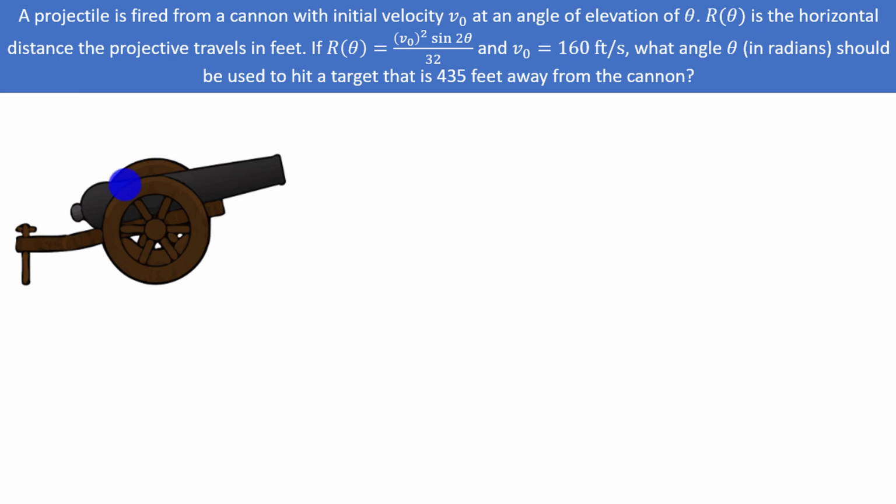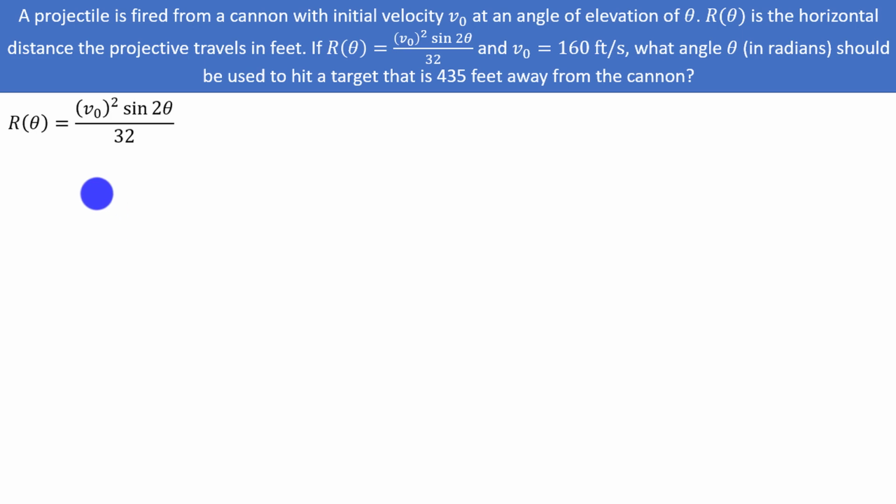We want to know which angle we should set the cannon at so that it will hit a target that is 435 feet away. Now perhaps there could be more than one solution. Maybe there is a smaller angle that will take a more direct path right to our target. Perhaps there is also another, larger angle that would take a more vertical path to our target. We'll find out through our problem if there is more than one solution.